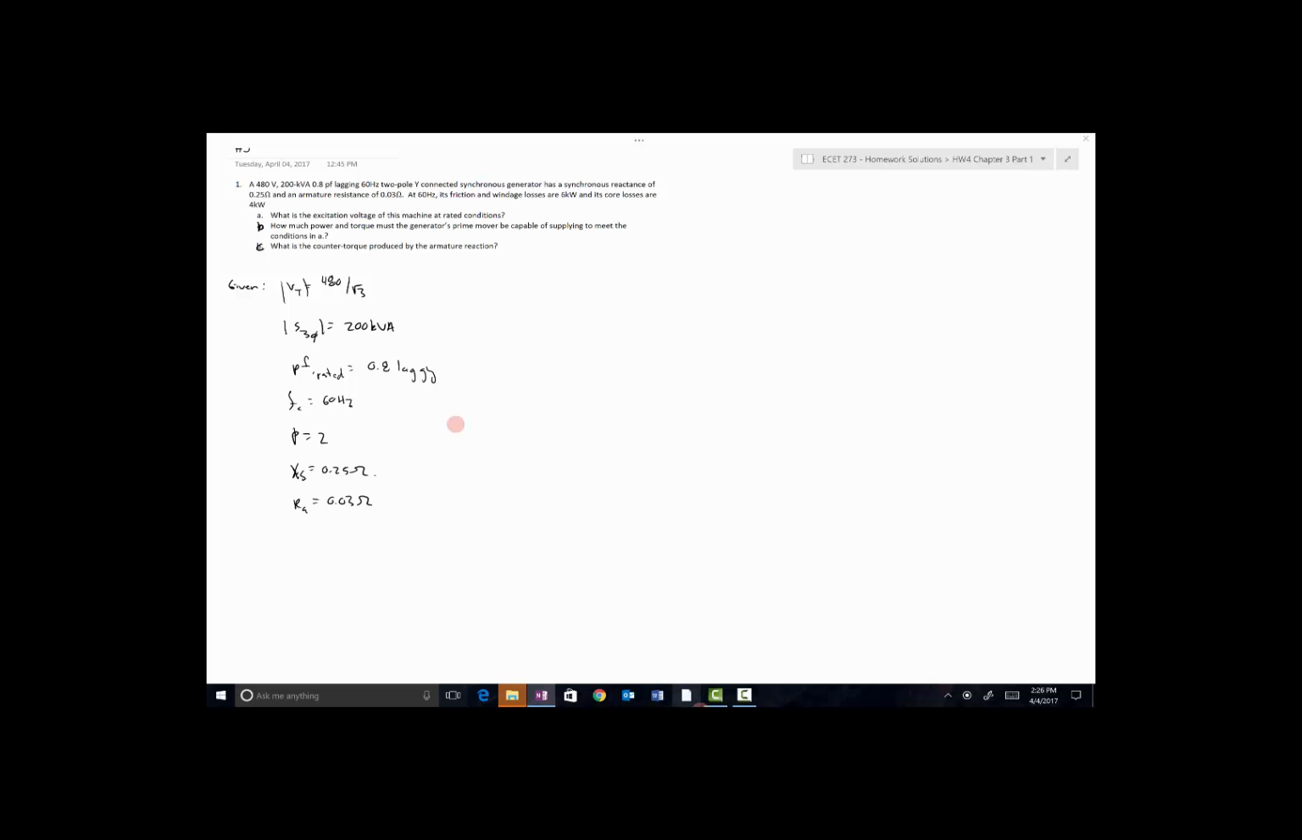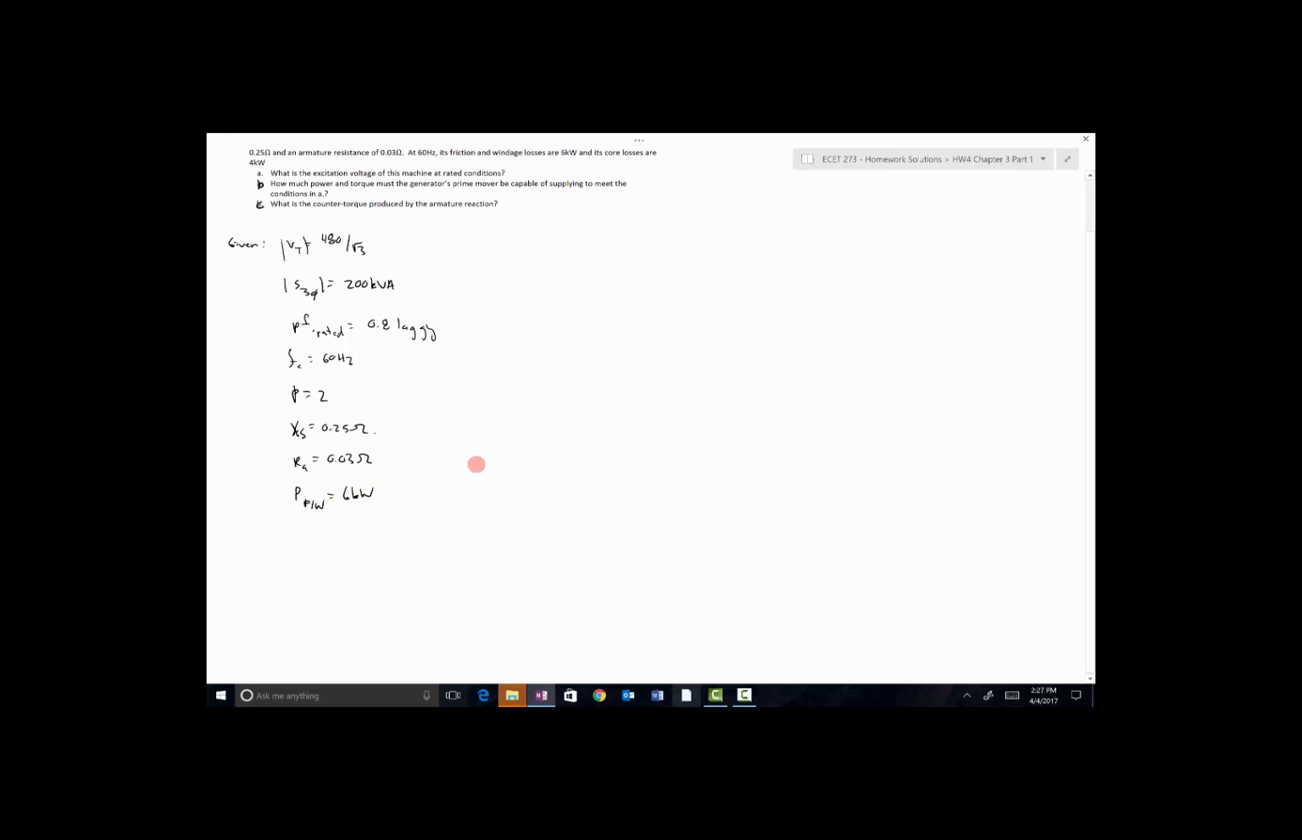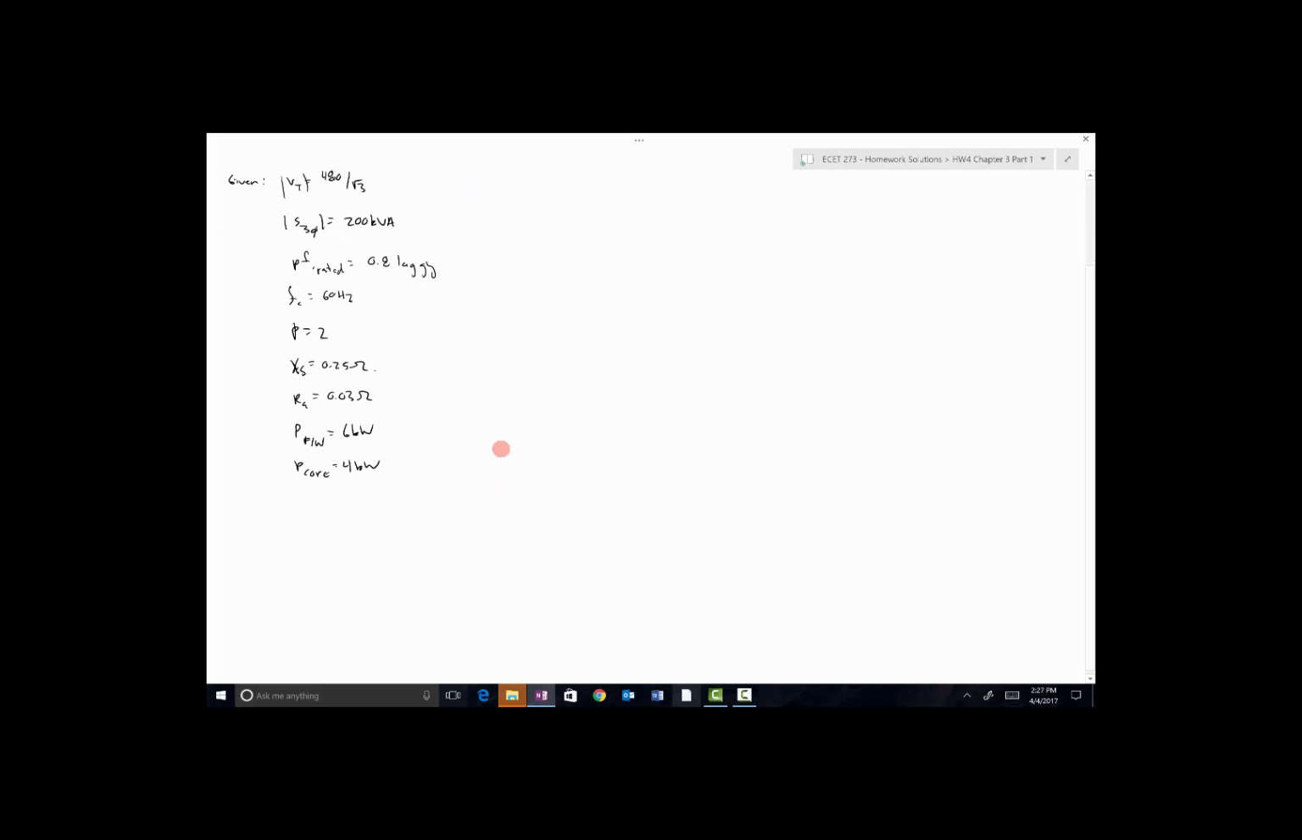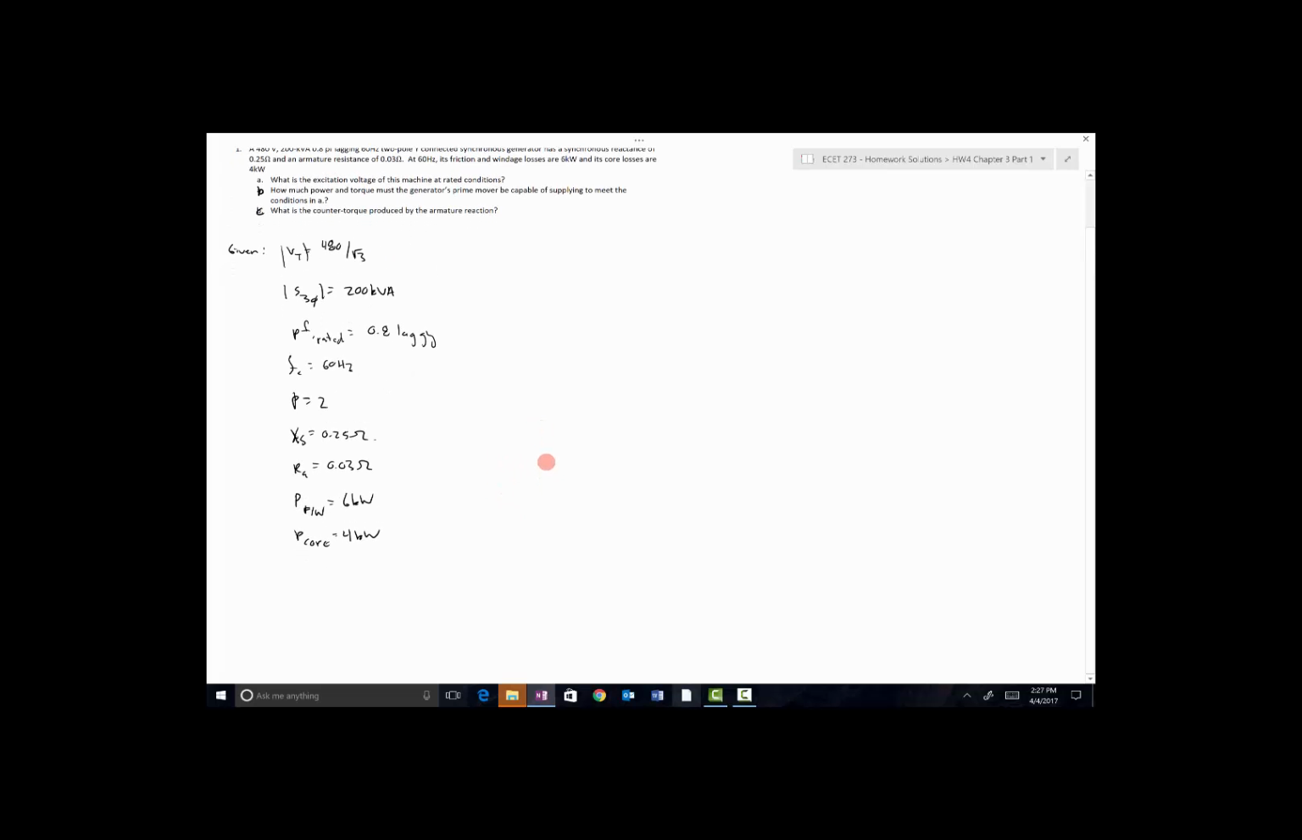We know its friction and windage losses, so that's power, friction, windage is 6 kW. Core losses equals 4 kilowatts. We're asked to find EF at rated conditions.